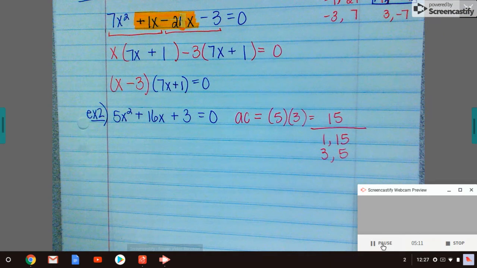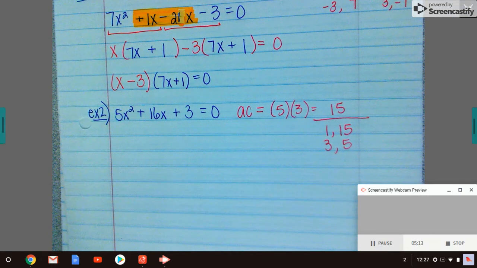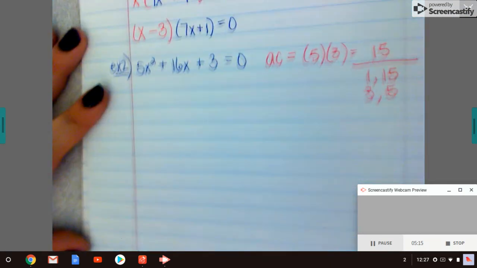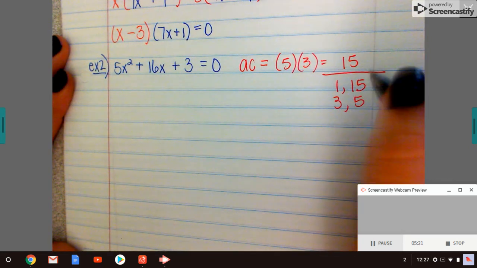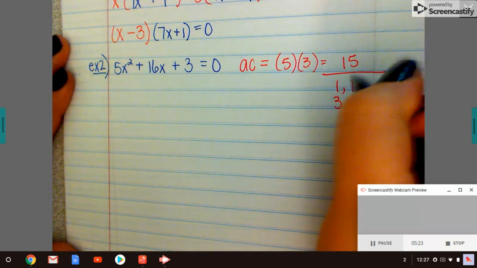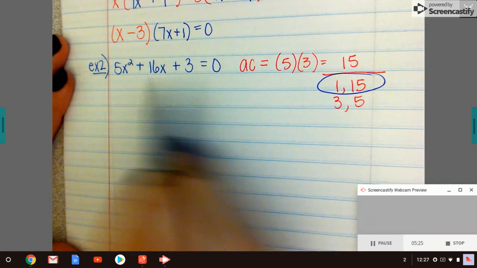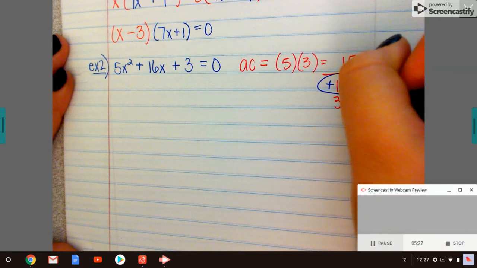All right, so we've got our factors, like I said, 1 and 15 and 3 and 5. Sorry for the pause there. We want to look for factors that add up to 16. It's definitely going to be these first ones. So this will be the combo I want, and I'm going to need a positive 1 and a positive 15.